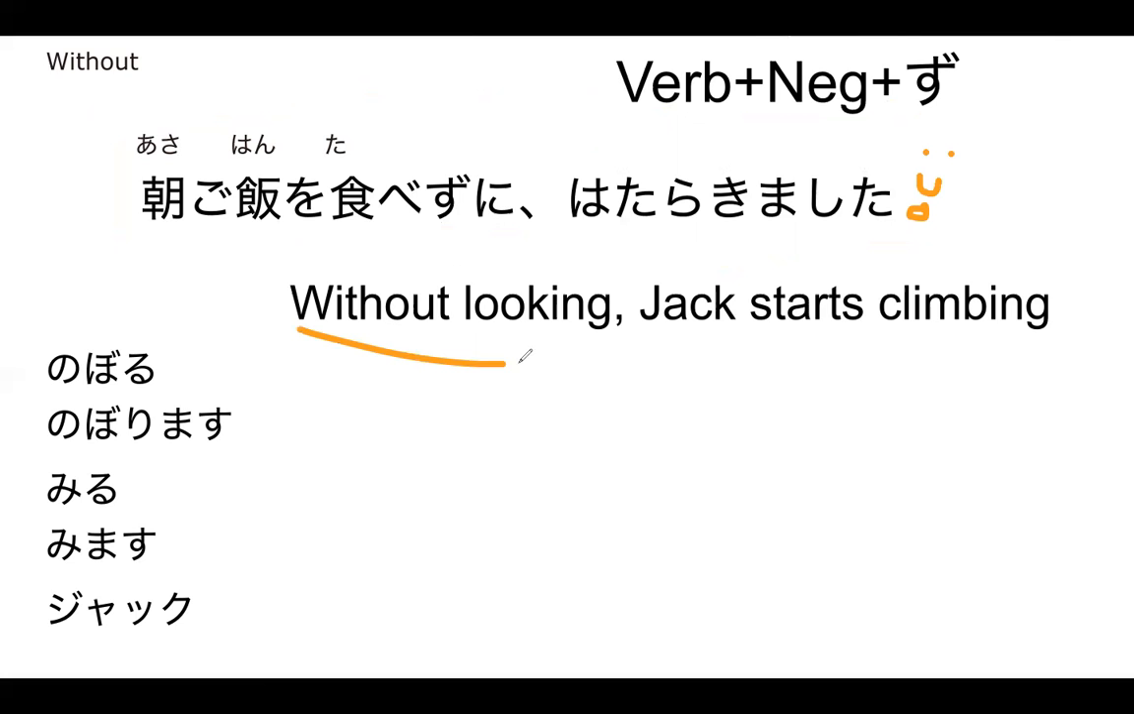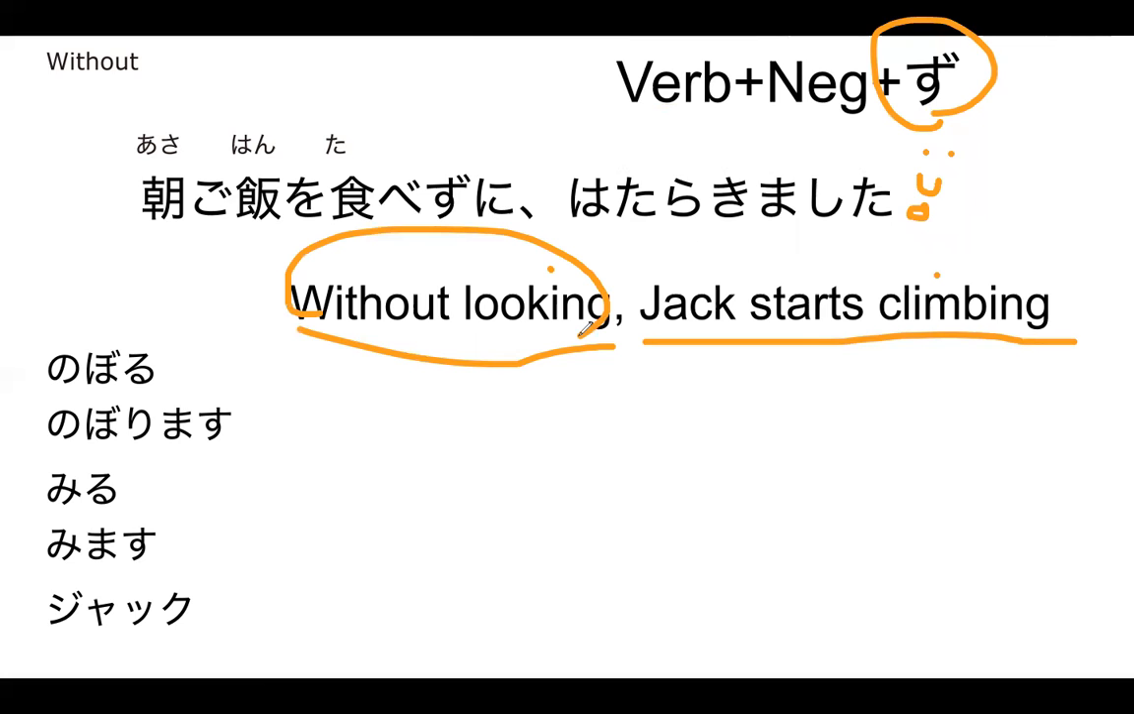So, without looking, Jack starts climbing. Which of these verbs, looking or climbing, is going to need zu added to it? Without looking. Exactly. So where's looking over here? We have two verbs: noboru and miru, and mimasu. So it's mimasu. Yes, that gets the zu. Exactly. So how do we add zu to mimasu or miru?